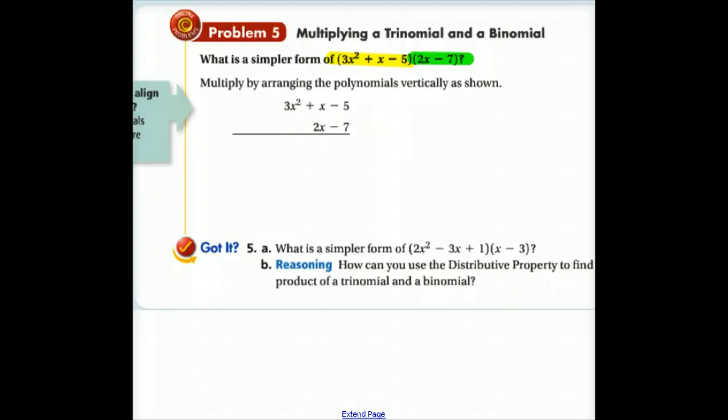Instead, we're going to arrange the polynomials vertically as shown. So 3x squared plus x minus 5 is being multiplied to 2x minus 7. It's kind of like a long multiplication problem. First, I'm going to multiply negative 7 to each part in the top. Negative 7 times negative 5 is 35. Negative 7 times positive x is negative 7x. Negative 7 times 3x squared is negative 21x squared.